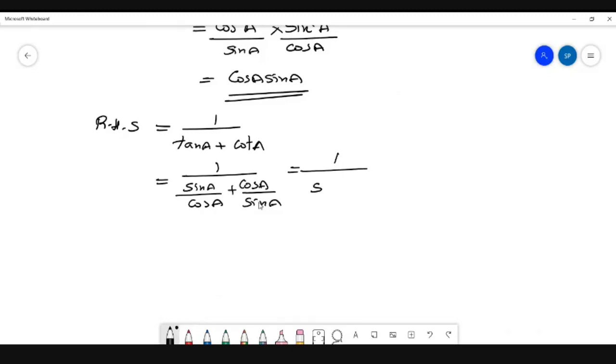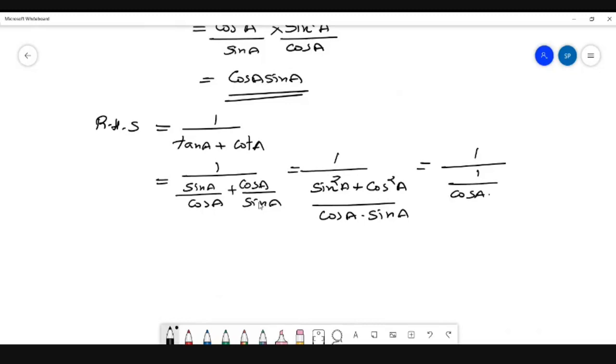That is equal to 1 divided by, simplify the denominator. Sin A into sin A, we have sin square A. Again cos A into cos A, we have cos square A, divided by cos A into sin A. This is 1 divided by, sin square A plus cos square A, we know it is 1, so 1 by 1 by cos A sin A. That is equal to cos A into sin A. So the right hand side is also simplified to cos A sin A.